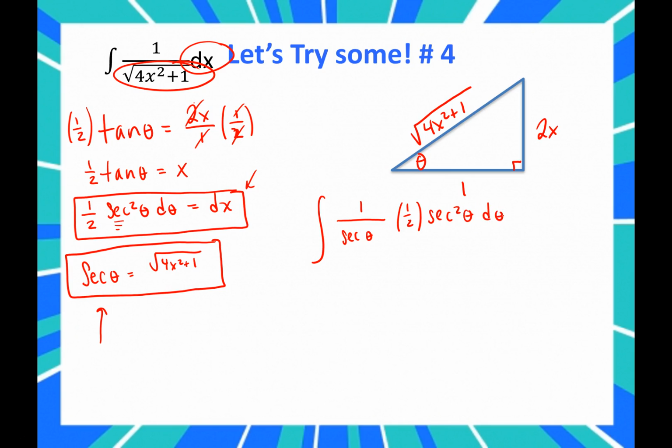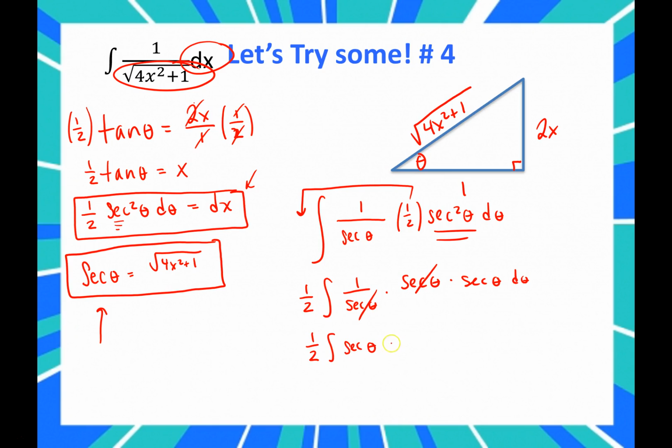All right, so what I can do is pull this 1/2 out. So that's going to give me a 1/2, the integral of 1 over secant theta. And then you can think of a secant squared theta as secant theta times secant theta. And we know that this will cancel. So we're left with the integral of 1/2 out in front, and then we just have a secant theta d theta.